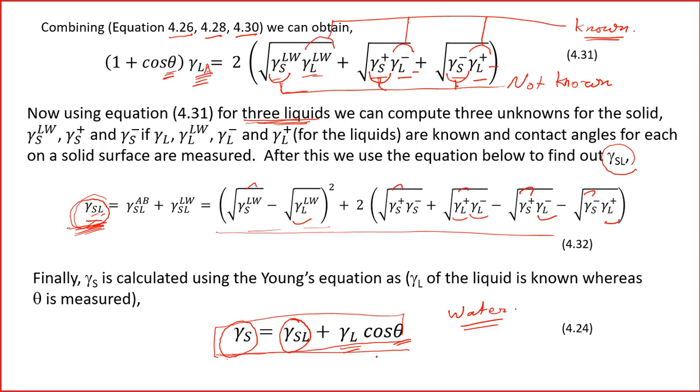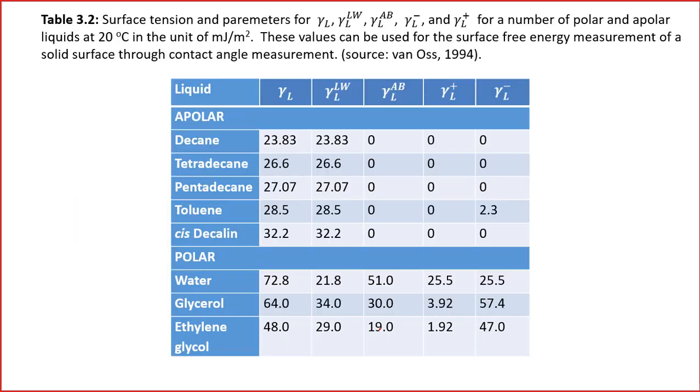Here, in the next slide, we have got some data from books for different liquids. These liquids are generally used, and gamma L, LW, all these parameters we will need. Later I will show you, using a tutorial example, how we can use these values and actually calculate gamma SL. So these are apolar materials like decane, tetradecane, toluene, and hexadecane. Polar are water, glycerol, ethylene glycol.